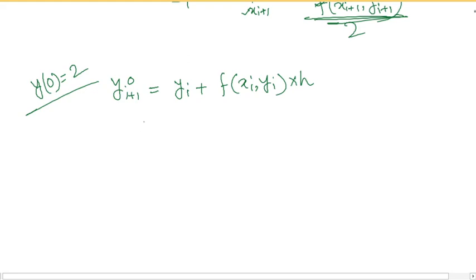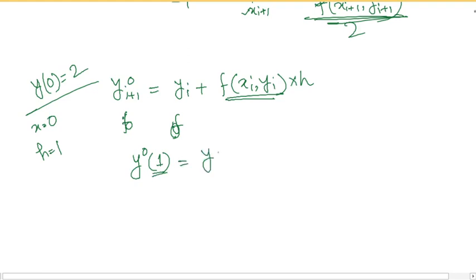Now we'll be calculating. If we try to calculate y not 1, as our step size h is 1, I am starting from x equals 0. The next step will be x equals 1, which will be equal to y0, which is known, plus f of 0 comma y equals 2 at that point, so 2, multiplied by 1.